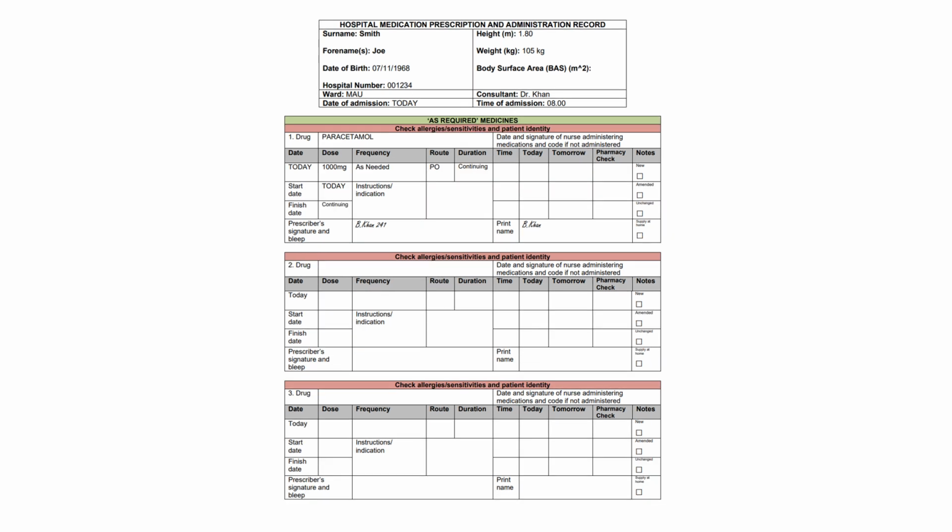The next medication, moving to the next page. The patient's surname is Smith, forename is Joe, date of birth is 07/11/1968, and as required medication, the first drug is paracetamol. The date is today. Dose is 1000 milligram, and frequency is as needed. Route is oral. Duration is continuing.